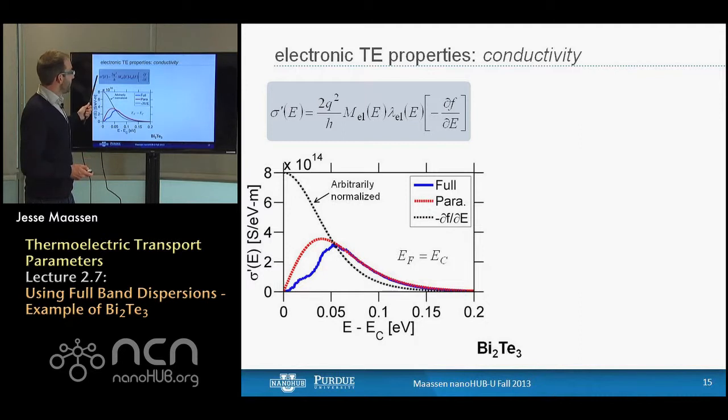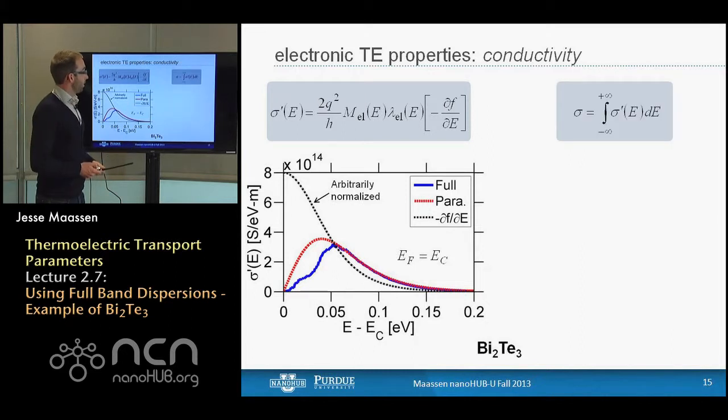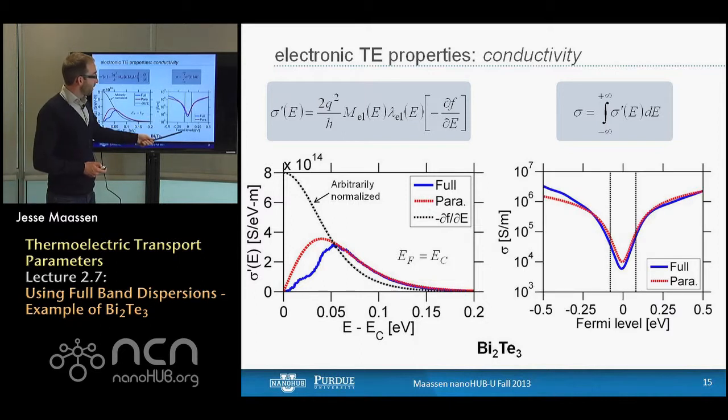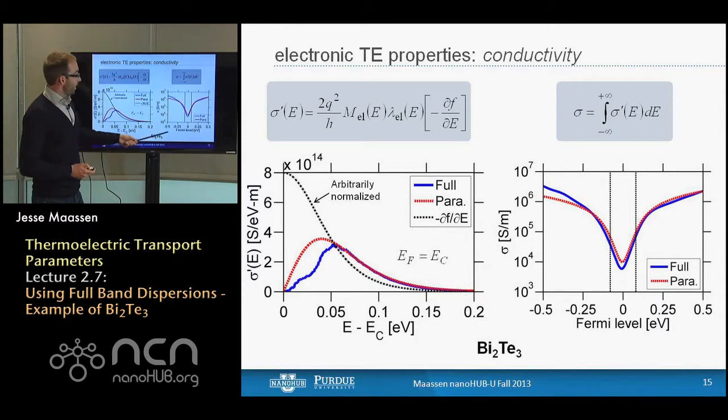So now we have everything, and so we can compute all the electronic thermoelectric parameters, such as electrical conductivity. So it's just the integral of this quantity, which we show here as a function of Fermi level. The blue curve is the full numerical result, and the parabolic, again, we compare just to show what it looks like. So we see a result that we would expect.